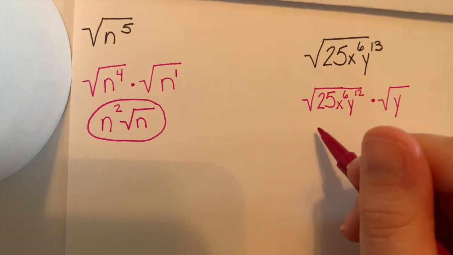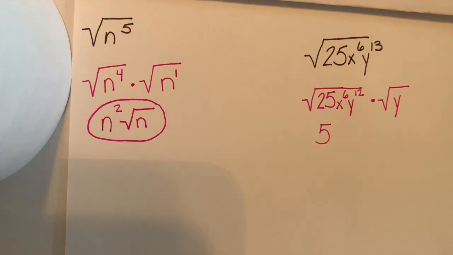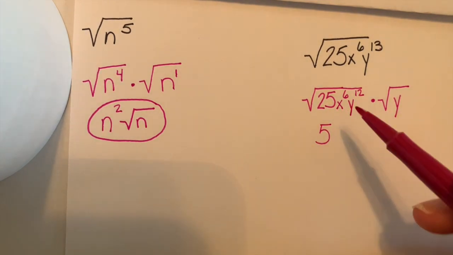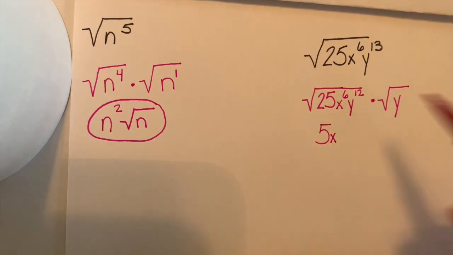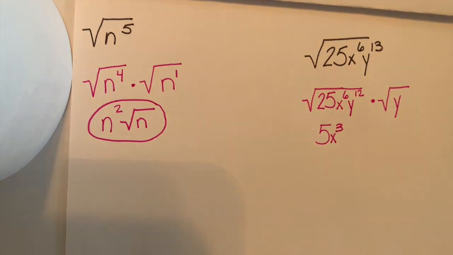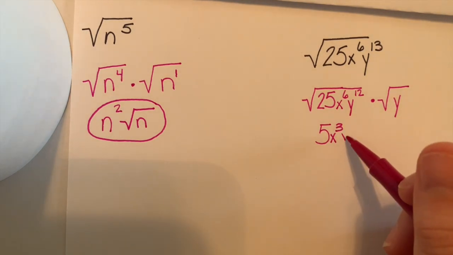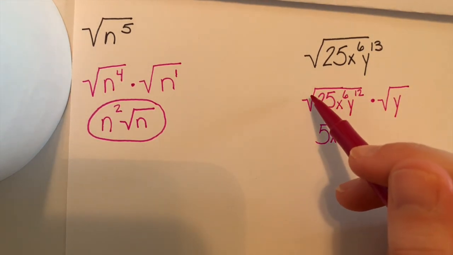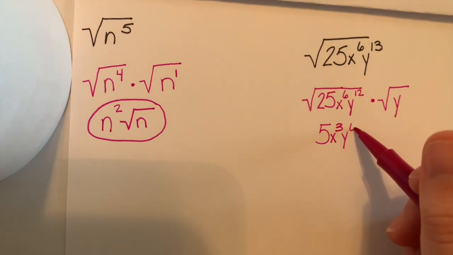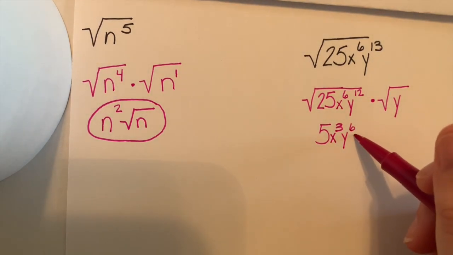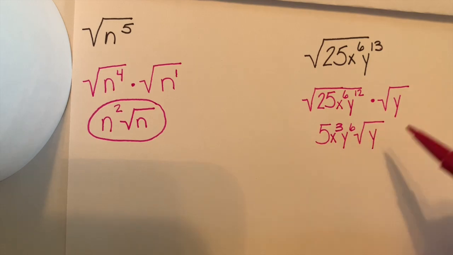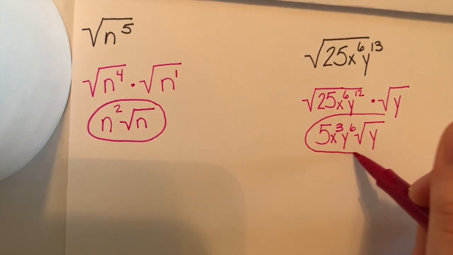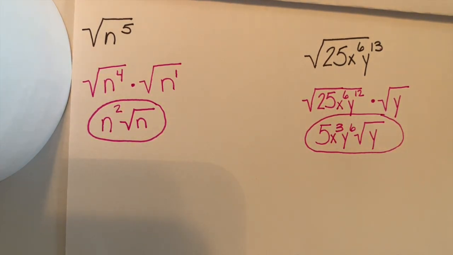So the square root of 25 is 5. And then we have our variable x. 6 divided by 2 gives us 3. We have our y. 12 divided by 2 is 6. And we leave whatever we had left over. We can't do anything to it. So in this case, this would be my final answer.